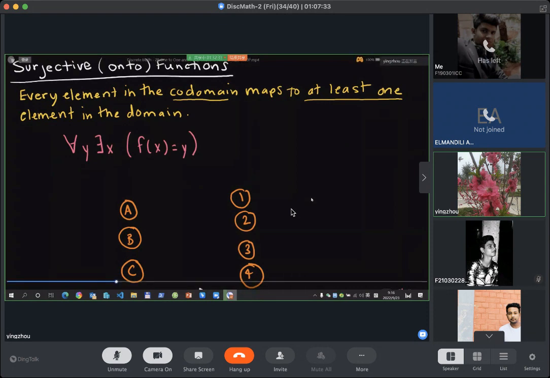The second special function is the surjective or onto function, because it is a special condition. Here we also just use logic.